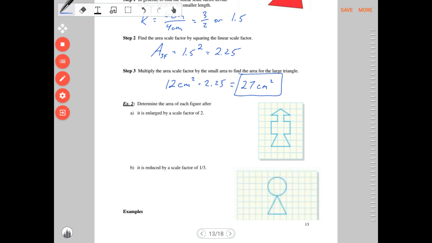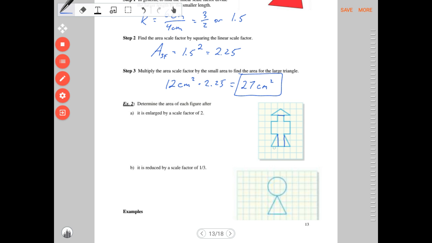Awesome. So example 2. Determine the area of each figure after it has been enlarged by a scale factor of 2. So we have a little bit of work to do. We can just do some counting for a lot of these. We have to think a little bit here. So we make these two triangles, and we'll cut that off.